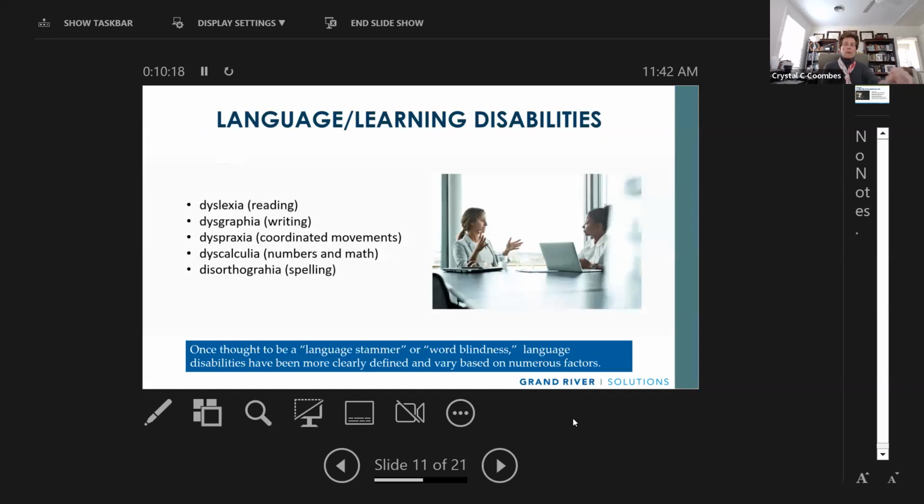So what are some of the learning and language disabilities that we want to cover today? I'm going to stay on this slide for a while so we can have conversation. The first is dyslexia, which presents itself often in reading. The second is dysgraphia, which often presents itself in writing, and sometimes with dyspraxia, the coordination of movements.